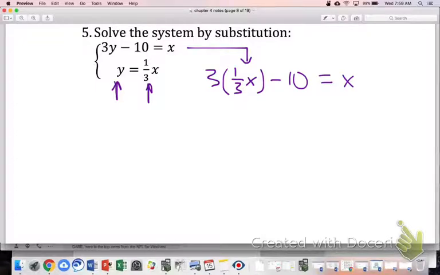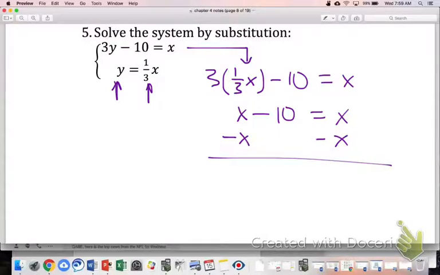All right, so what is 3 times 1/3? It's just 1. That's right. So we end up with 1x minus 10 is equal to x. It might not be obvious at this point yet, but I do have an x on the left and an x on the right. So I've got some like terms I could combine, and I should. If I've got an x on the left and an x on the right, how do I combine them? Subtraction. That's right. So I'm going to go minus x from both sides.